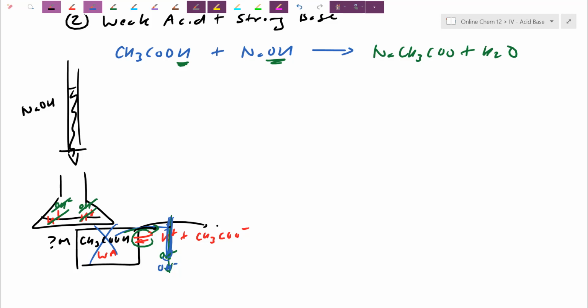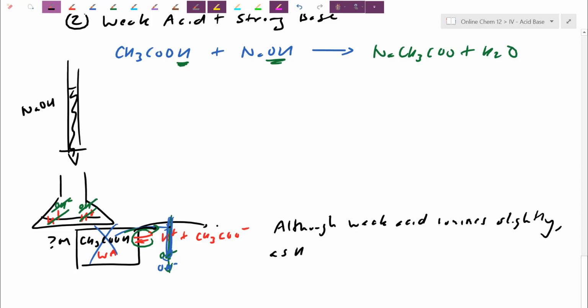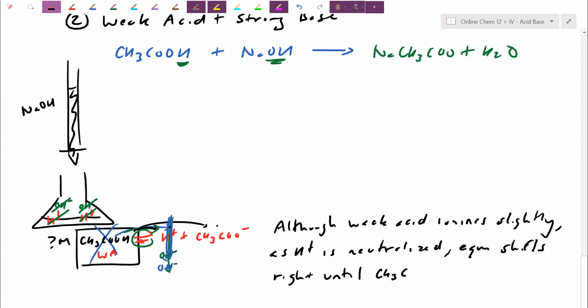So let me just write this down in words here. Although the weak acid ionizes slightly, as the H plus is neutralized, the equilibrium actually shifts right. It actually replenishes, shifts right until the acetic acid is gone.